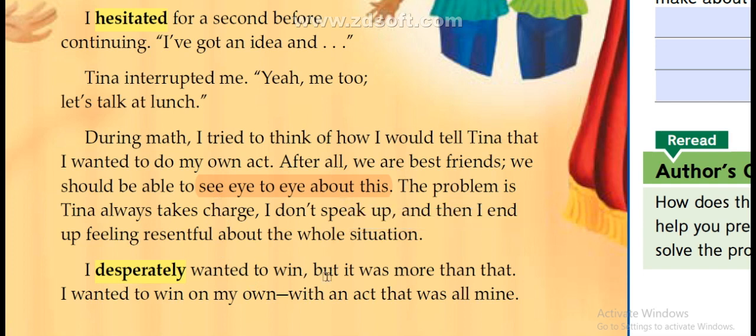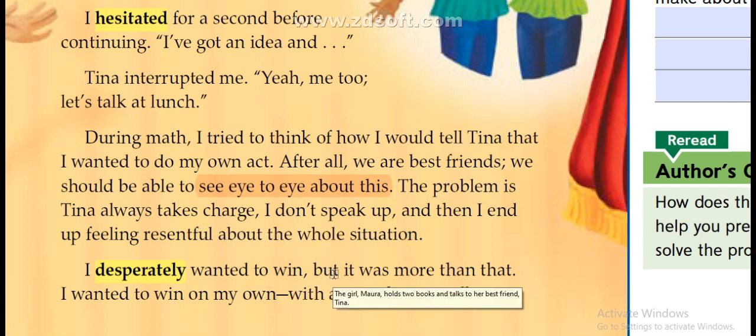Okay, now let me just continue summarizing what we read last time. However, as they said, Tina keeps being in charge. She always takes charge. She doesn't let Mora speak up. She doesn't give her the chance to tell everything she wants to say. She doesn't give her the chance to tell her own opinion. So Tina is always in charge.